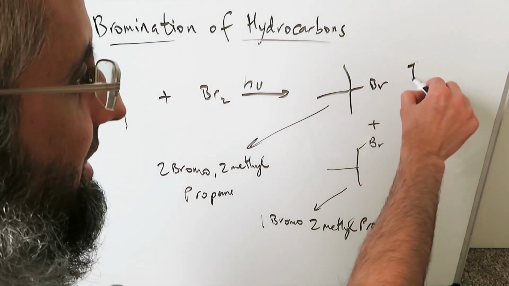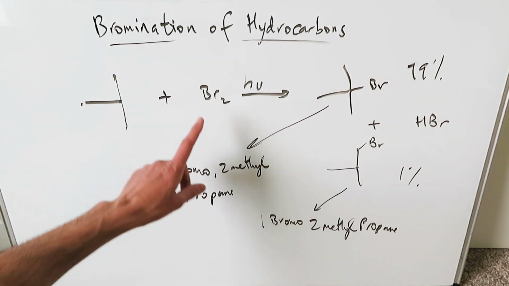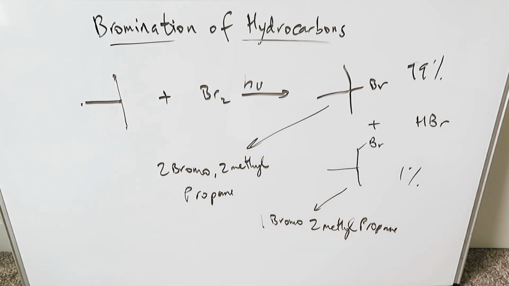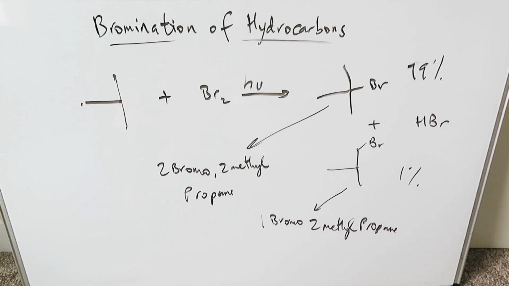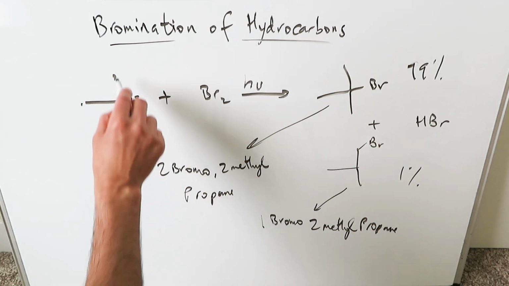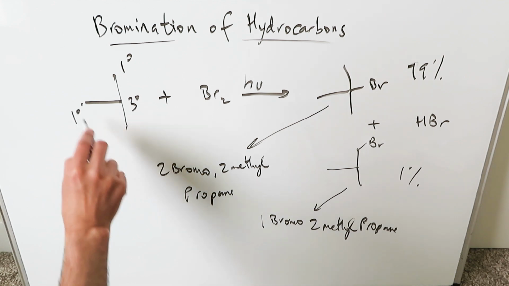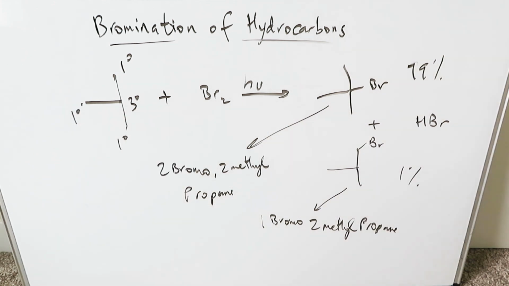This right here would be like 99% of the product. This right here would be only 1% of the product, because that's again the rule you have to remember. In these halogenation or bromination reactions, the bromine is attacking the most substituted carbon. Here's a tertiary carbon, it's going to attack that. It's not going to attack a primary carbon, or this primary or this primary. It's going to look for the most substituted carbon atom and attack over there.